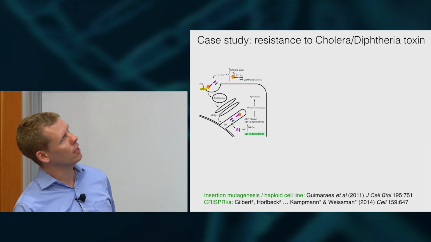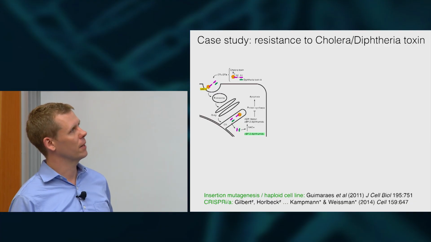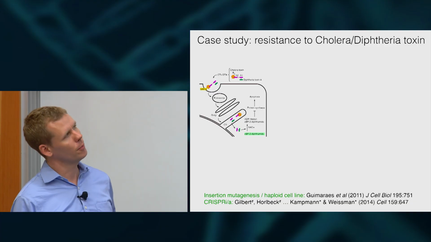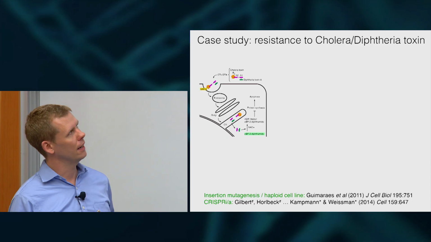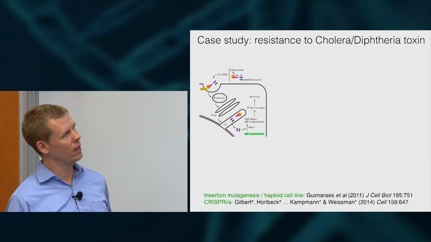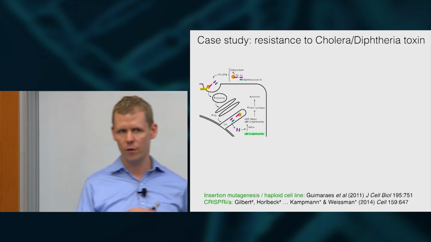In this case, we actually used an artificial construct made by Hidde Ploegh's lab, and one of the motivations was that a lot of the biology was known, so we used this as a validation tool. And the technology that I mentioned very early on, insertion mutagenesis in a haploid cell line, had been applied to this exact toxin from that lab.